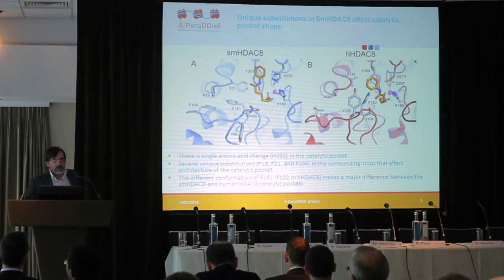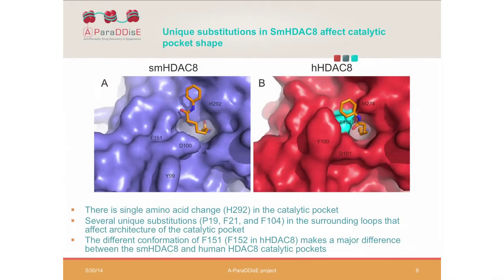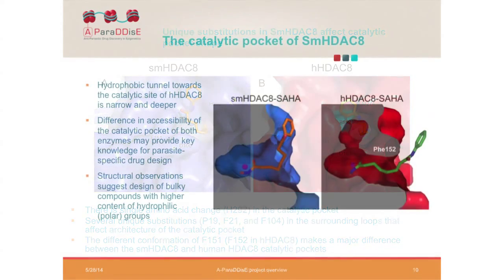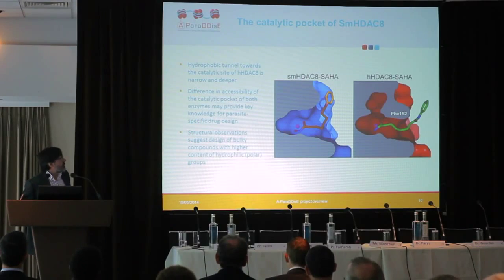Now this leads to a difference in pocket architecture, which we think we can exploit. You can see it leads to a slightly broader and shallower pocket. This is clearer from a side view. So we think that this should allow us to design compounds which are bulky and have perhaps a higher content of hydrophilic groups to exploit the charge difference as well, in order to get selectivity.